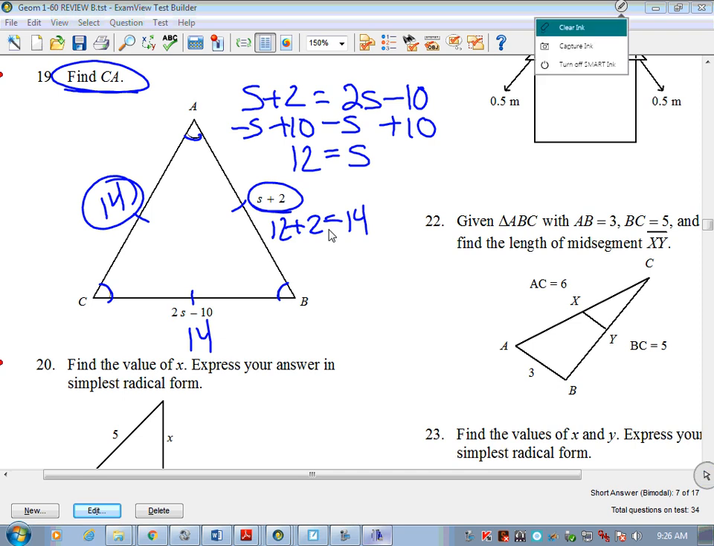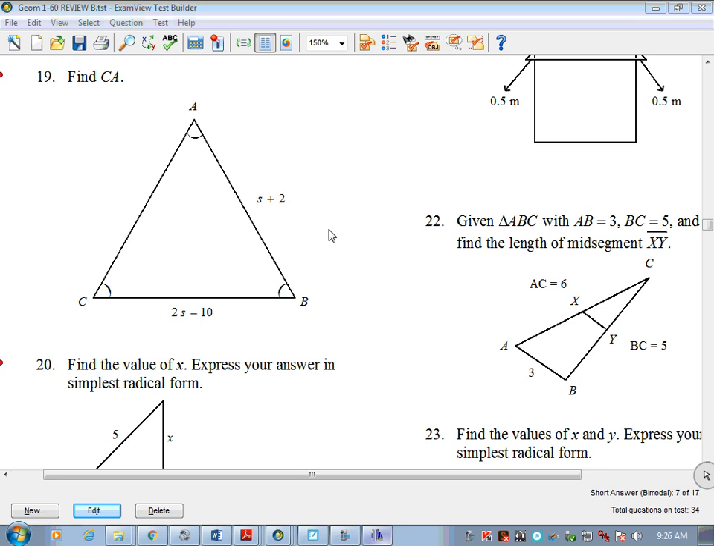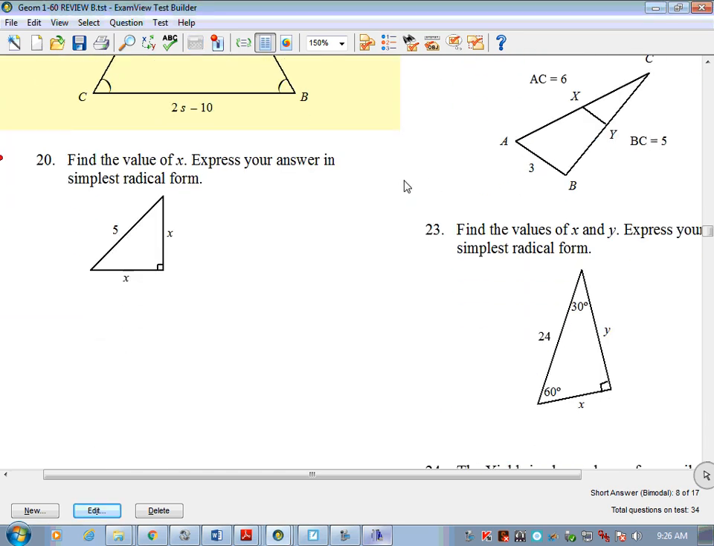Okay, number 20. Find the value of x, express your answer in simplified radical form. What I'm seeing here is that these two sides are congruent, and it is a right triangle, which makes it a 45-45-90 right triangle. So I've got x, which means 5 equals x radical 2.